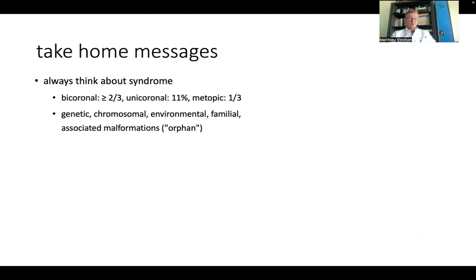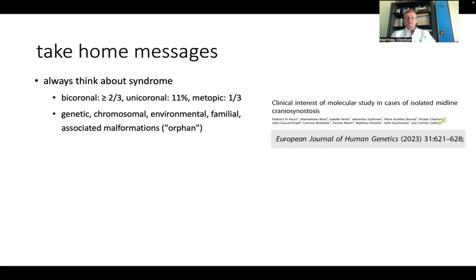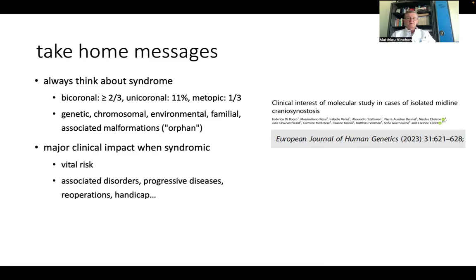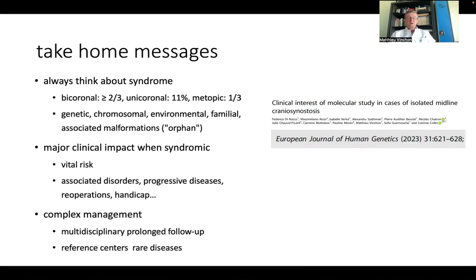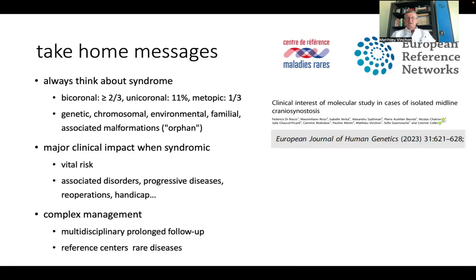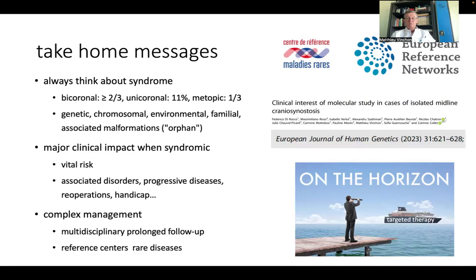So the messages are that we should always think about syndrome, even in monosutural synostoses. Syndromes can be genetic, chromosomal, environmental, familial disease or associated malformation, which are often diseases. And we published the results of the systematic genetic tests in these patients. When there is a syndrome, it has a major impact on the viability of the fetus when it is diagnosed prenatally. It has a major impact because of associated disorders, of progressive diseases, reoperations, and handicap. The management is complex. It is of course multidisciplinary, prolonged, and it should be performed in reference centers for rare diseases, and especially since we have on the horizon targeted therapy, which will probably help avoid complications of these diseases.